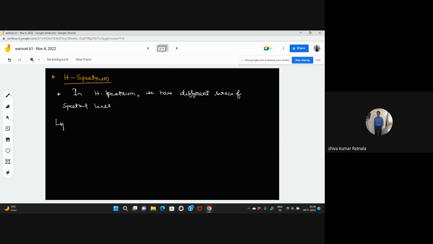Let's take the Lyman series. When it is the ground level from which it is exciting, I'm taking as n1, and the excited level I'm taking as n2, and the region I'm going to write like this. So in the Lyman series, what is the n1 value? 1, and n2 value will be 2, 3, and so on. And the Lyman series you will observe in which region? Ultraviolet region, no?